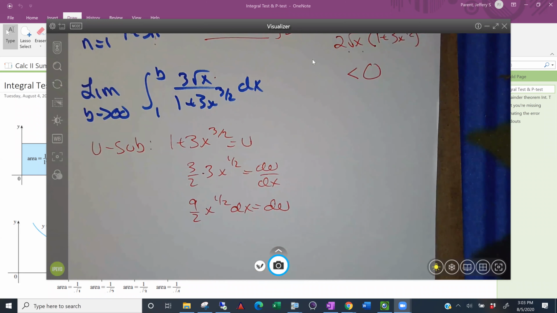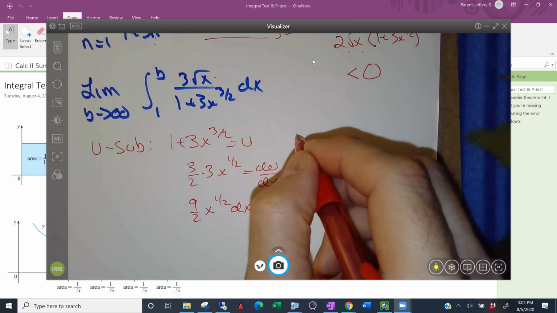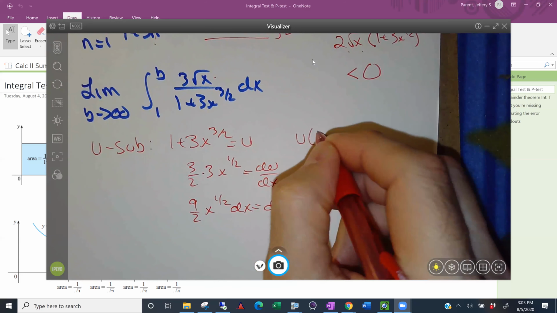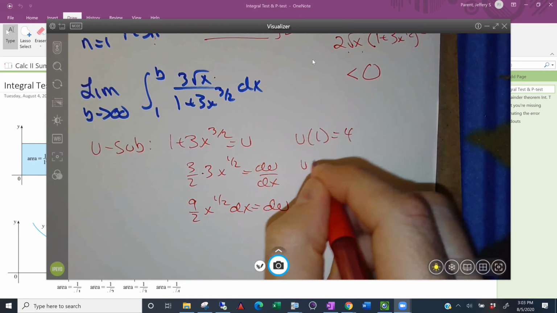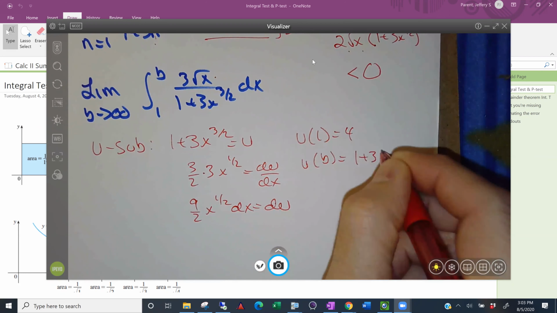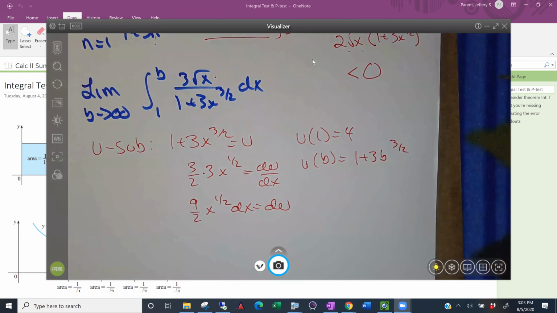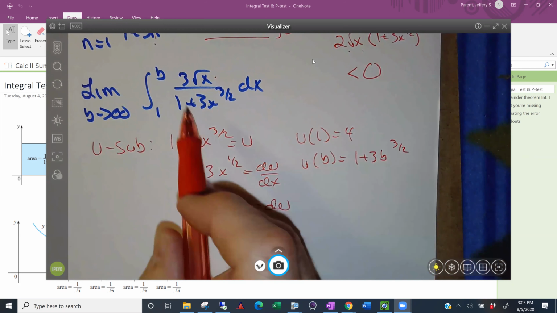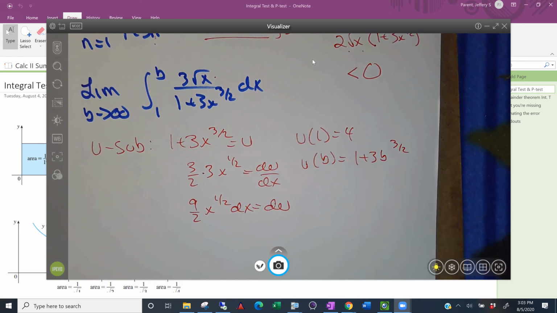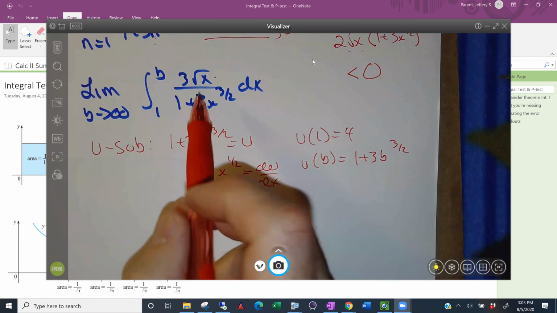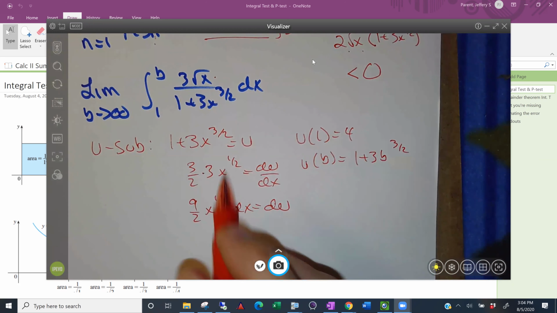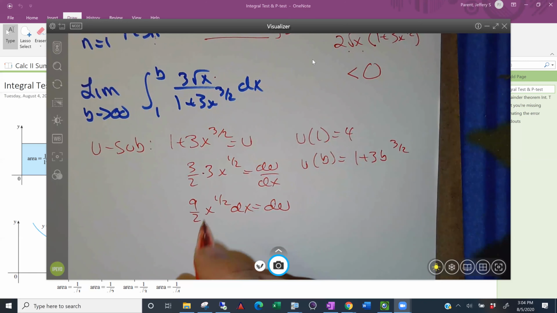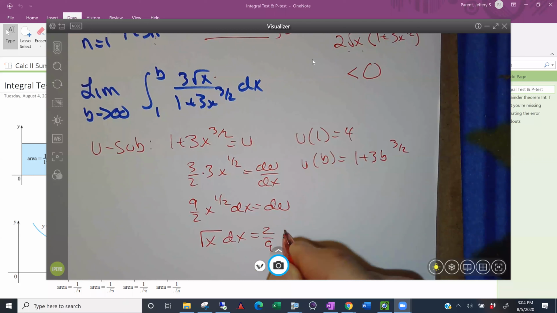Okay. Let's change our limits. And I guess I'm going to give you more detail than I anticipated. U of 1 is going to be 4. U of b is going to be 1 plus 3b to the 3/2. If you look at what we have in the integrand, we've got the square root of x dx, or x to the 1/2 dx. So let me solve for that part. I could keep a 3 here, but I'm not going to be that motivated. Square root of x dx is going to be 2/9 du.